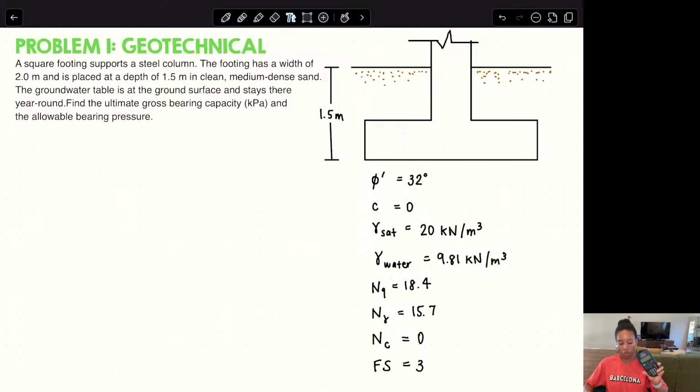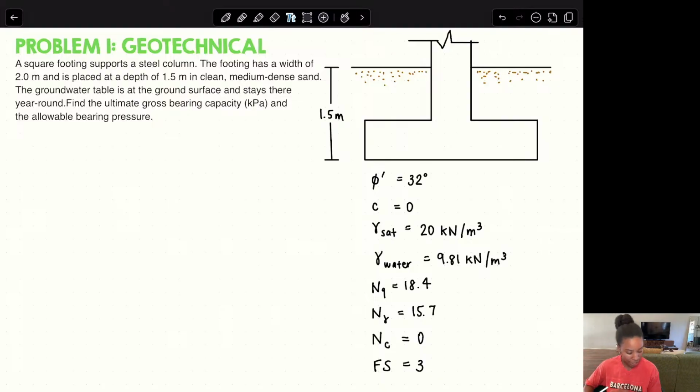So make sure you have your calculator ready and your FE reference manual. Today we'll be going through two geotechnical problems, one on square footing, one on the phase diagram relationship, and then we'll be doing a statics problem. So yeah, hope you guys are ready to get started.